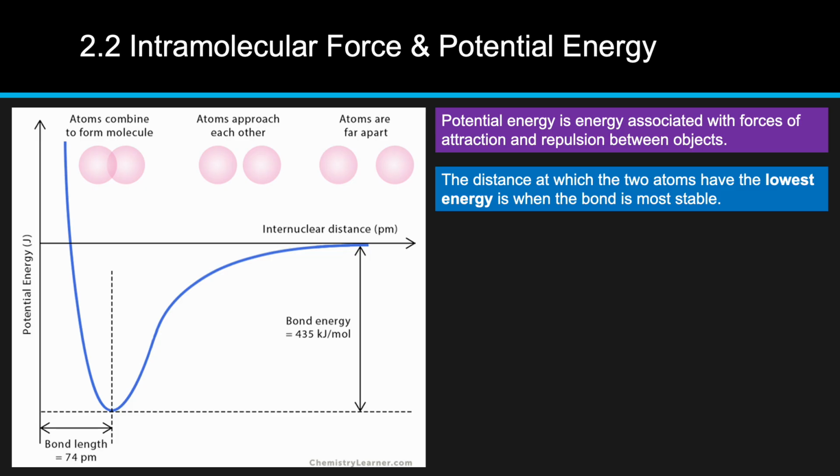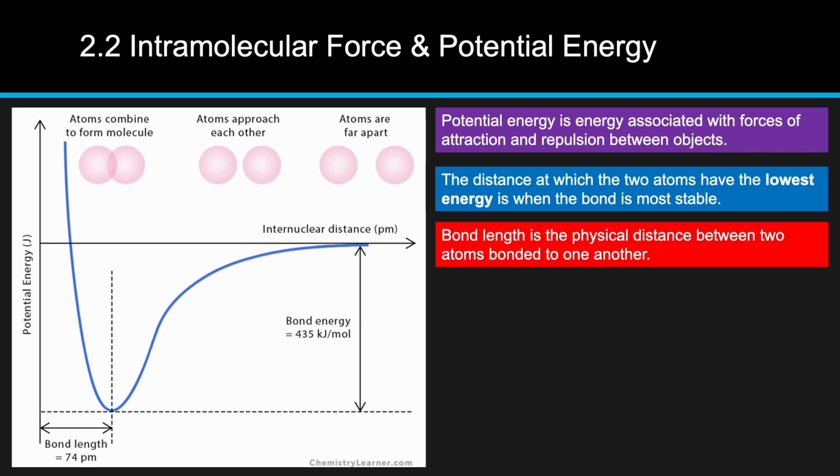The distance at which the two atoms have the lowest energy is where the bond is the most stable. So that's something that you really need to make sure you understand. At the lowest part of this graph, that is where the covalent bond is going to occur because that is where it is the most stable. And bond length is the physical distance between the two atoms bonded to one another. So if you were given a graph like this and you had to state the bond length of the covalent bond when it's at its most stable point, in this case, it would be 74 picometers.